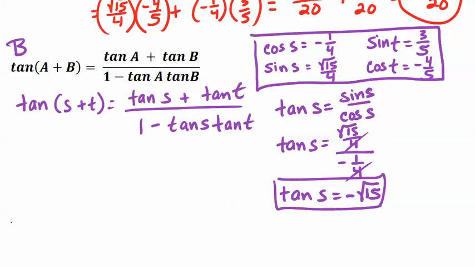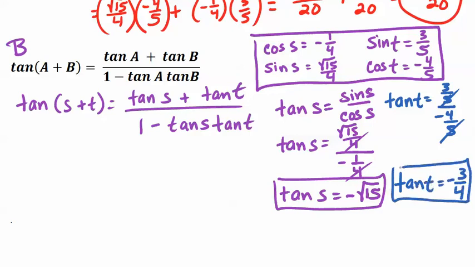And then let's do our tangent of angle T. Our tangent of angle T, by the same logic, will be the sine of T, 3/5, divided by the cosine of T, negative 4/5. And again, those 5s will cancel. So our tangent of angle T will be negative 3 over 4. And these are values that we're going to need to plug into our tangent of a sum formula. So now we're in business. Let's go back and see what happens here.